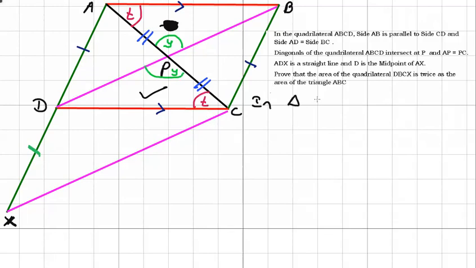In the triangle, what's the top triangle's name? APP. And what's the bottom triangle's name? CDP. Triangle CDP.